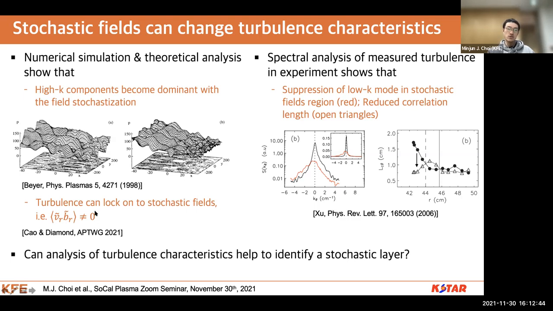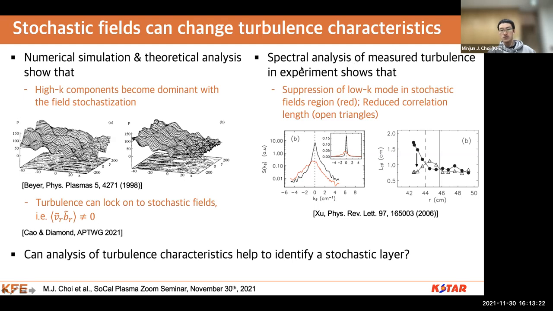And also more recently, Professor Diamond and Minjun Kao showed that high K turbulence can lock onto the stochastic field structures. So turbulence behavior can be related to the stochastic field, coupled to the stochastic field, and so become stochastic. And there is also some experimental result, which shows turbulence characteristics change with the RMP resonant field penetration or stochastization.